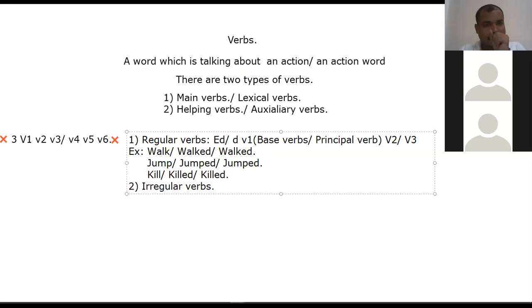So if you observe all these three examples, between the base verb V1 and V2, V3 there is a simple difference, that is nothing but ed or d, right? So we just added the ed form or d form to the principal verb to make V2 and V3 forms, correct? So these kinds of verbs are simply known as regular verbs.